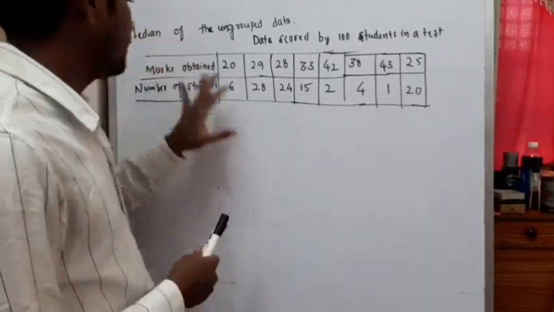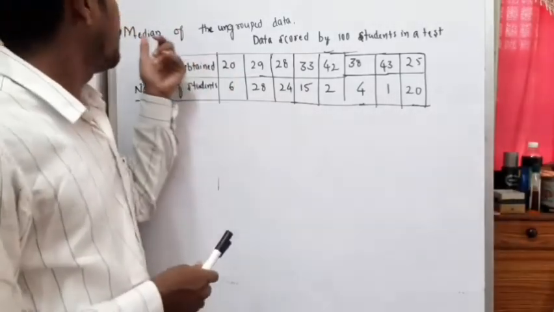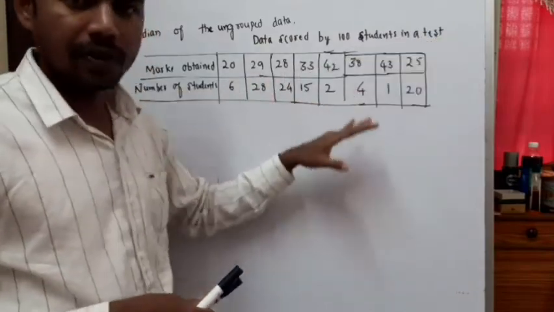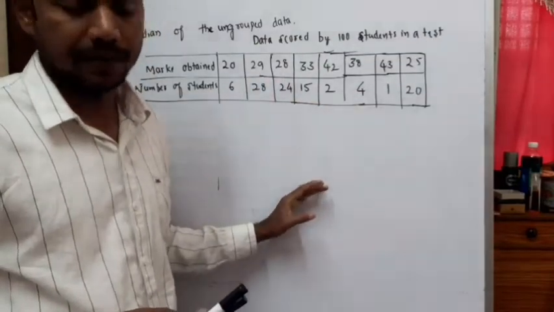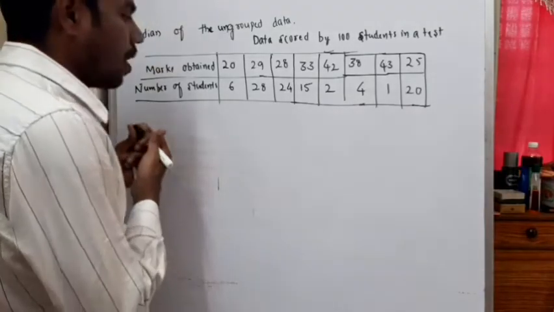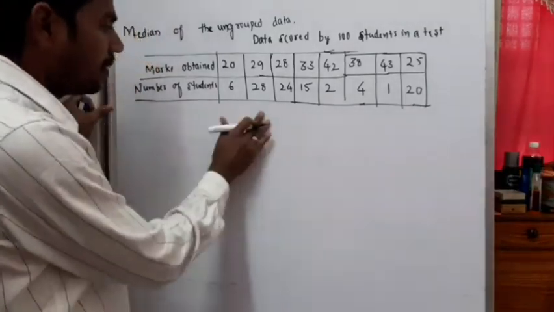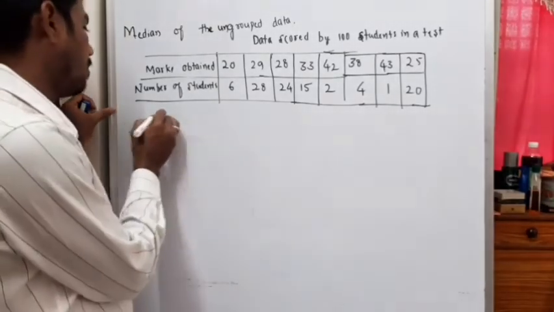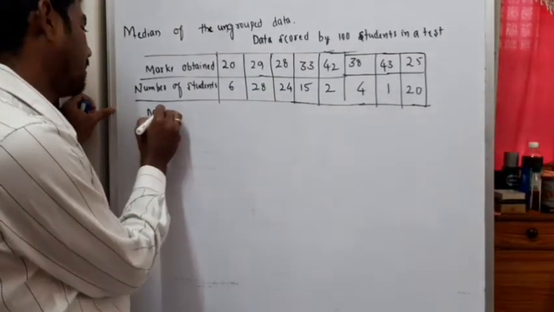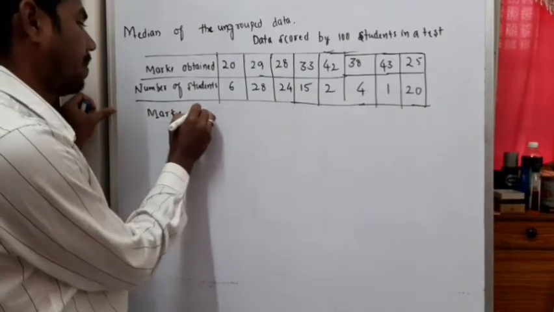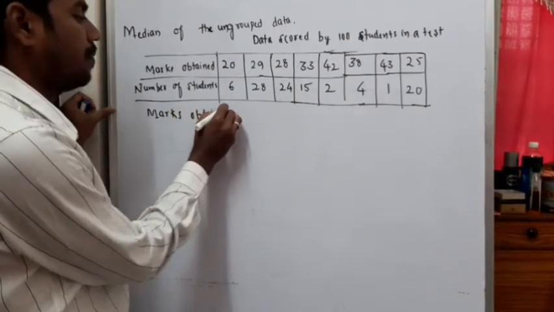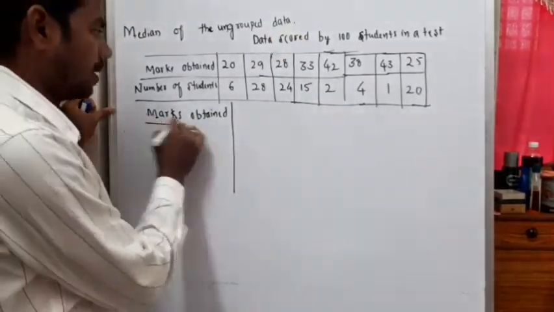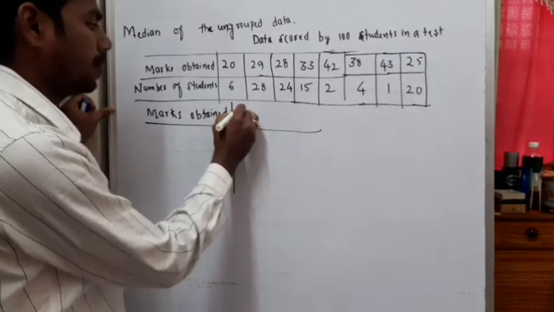So they have given, see, this is the ungrouped data. Median of the ungrouped data: data scored by 100 students in a test has been given to us. We need to find the median. So how are we going to find it? First, we need to arrange them in ascending order. So marks obtained. First step is we need to arrange the given scores in ascending order, and next, number of students.